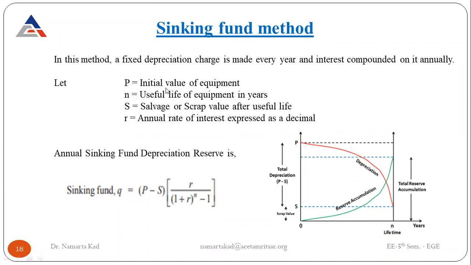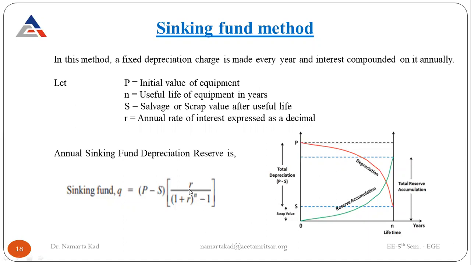So let P be the initial value of the equipment, N the useful life of the equipment in years, S the salvage value after the useful life, and R the annual rate of interest expressed as a decimal. According to this method, the formula to calculate the annual depreciation charge is (P minus S) multiplied by R divided by (1 plus R) raised to power N minus 1.